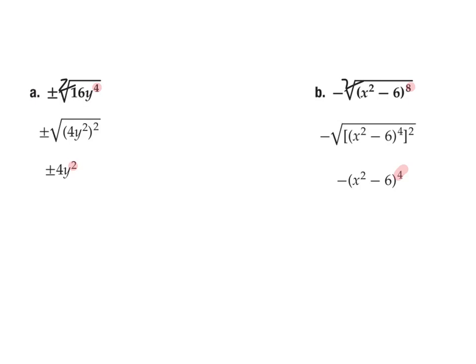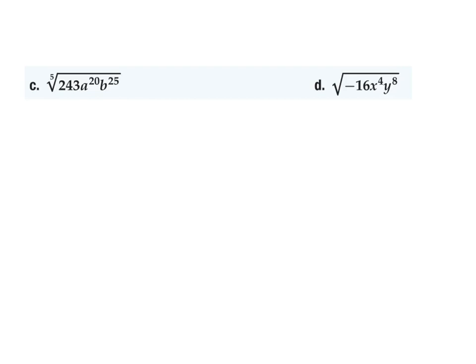All right, let's go on to some other problems. So here are the kind of problems you're going to see in your homework. This is the fifth root of 243, a to the 20th, b to the 25th. And this one is the square root of negative 16, x to the 4th, y to the 8th.